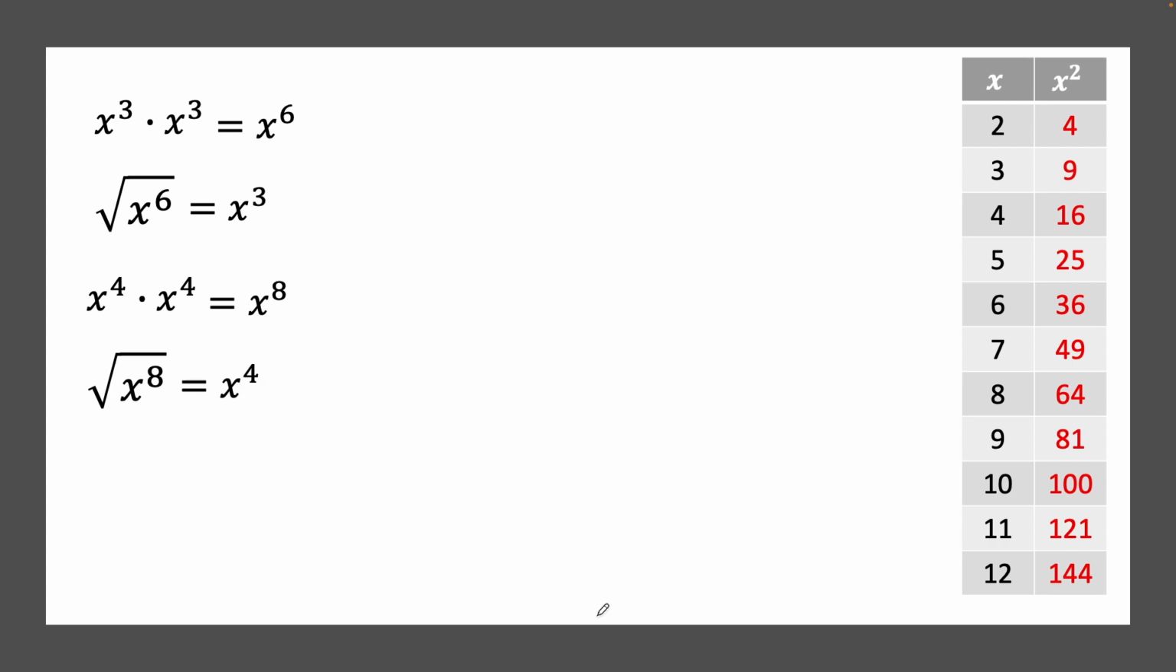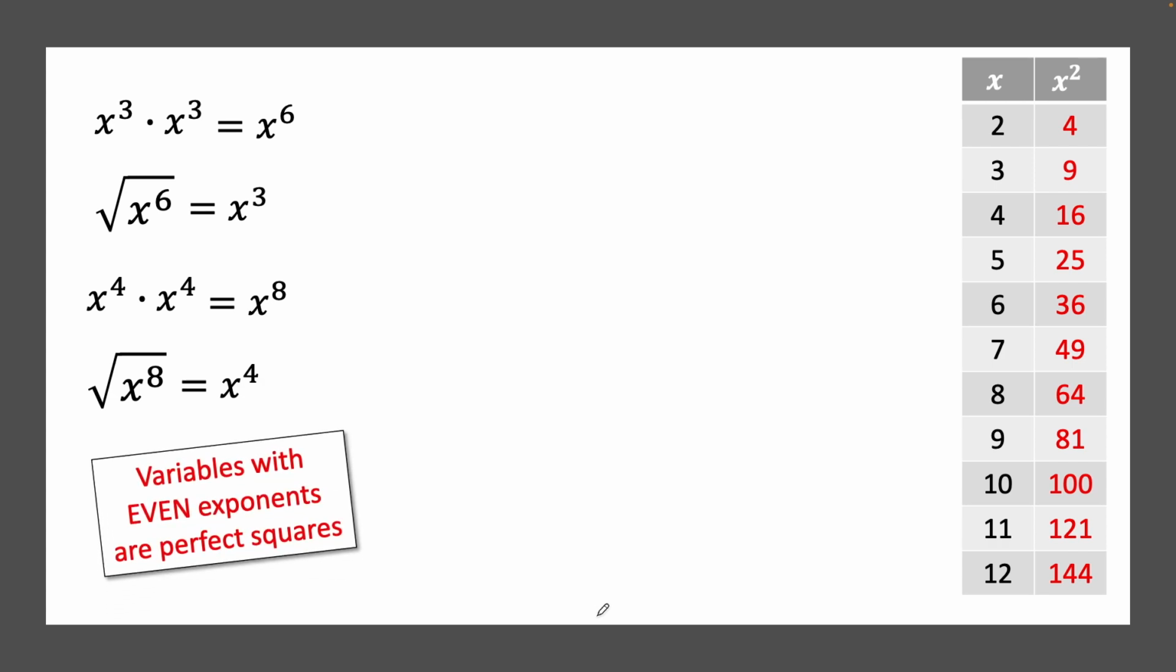So what you'll notice, if you keep doing this, is that variables with even exponents are perfect squares. So if you look here, 6 is an even exponent. That's a perfect square. 8 is an even exponent. That's a perfect square. So what happens if you come up with something with an odd exponent?